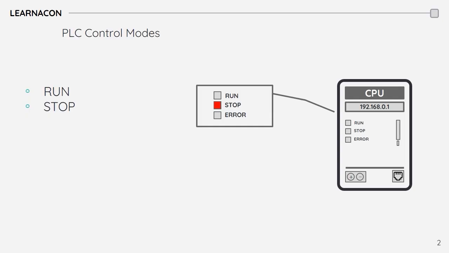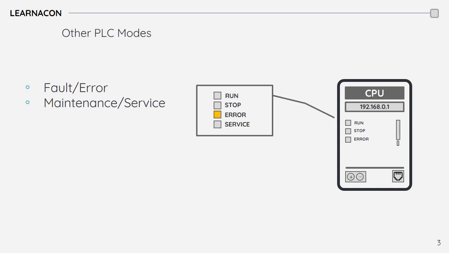However, there are specific conditions that must be met before a PLC can be switched to run mode. Here are the most important requirements. First, hardware must be properly configured, and then the program should be error-free. Depending on the PLC manufacturer's design, a PLC may have other modes like fault or service mode. The CPU switches to these modes in reaction to incorrect loaded configuration or an error in the logic program.